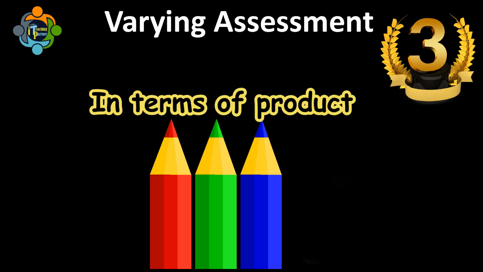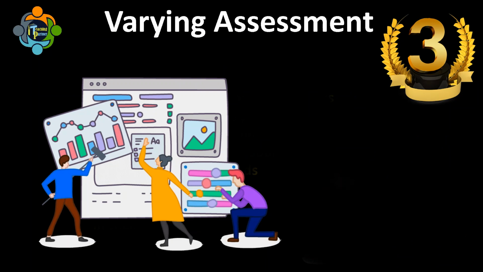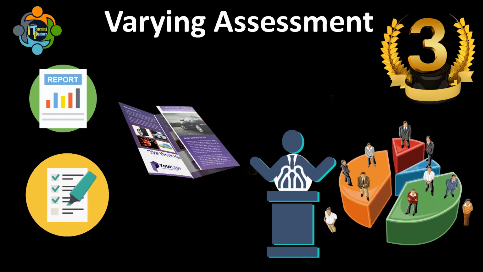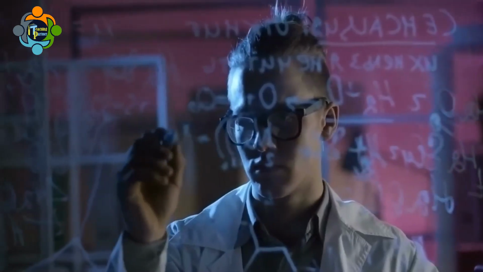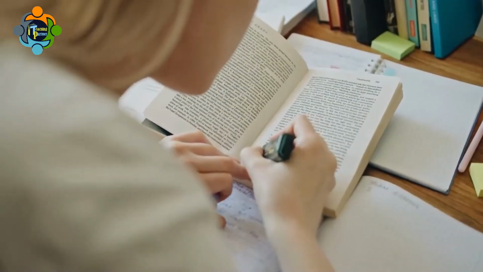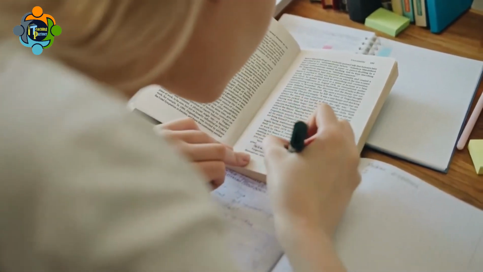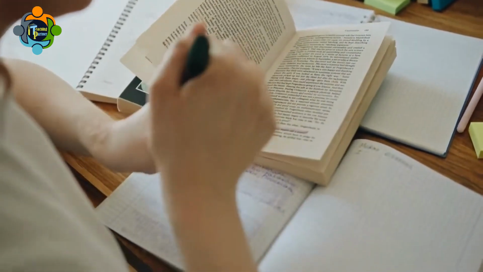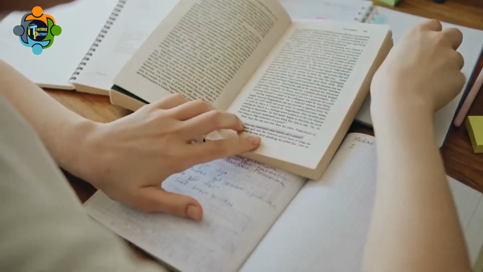Let's move to the third part of it, differentiated by products. It means differentiated by assessment. It tends to be tangible. For example, reports, tests, brochures, speeches, and performance will be differentiated and should reflect student understanding. This kind of differentiation involves providing challenge, variety, and choices, giving students options about how to express required learning.